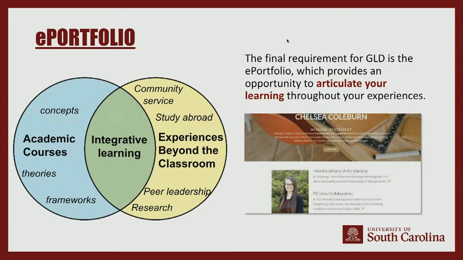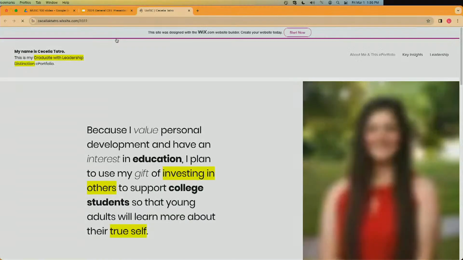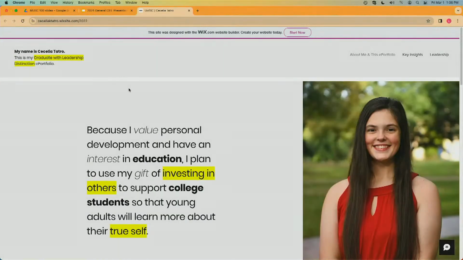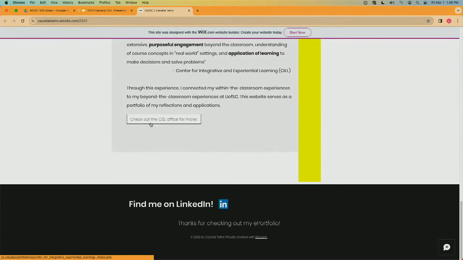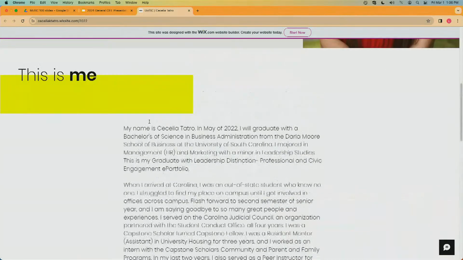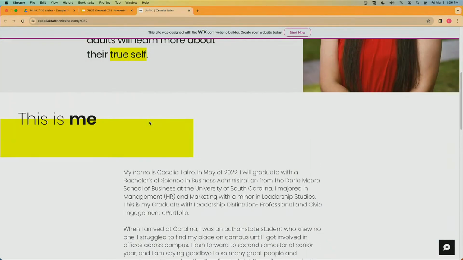So I'll show you one so you have a visual. Okay, so here is one from a couple of years ago now, actually, but you get to design the website to look however you want. So they are very customizable. We want it to fit your aesthetic and your personality to showcase you and who you are. So this student was a business major. She graduated with GLD in professional and civic engagement. But you can see these pieces to every ePortfolio, no matter what it looks like.